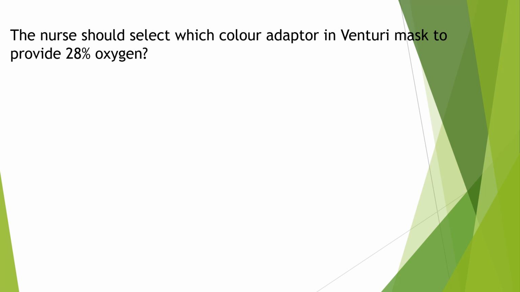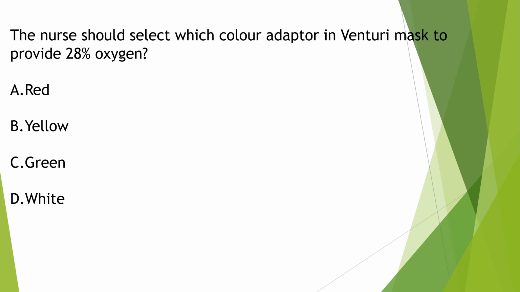Next question, the nurse should select which color adapter in Venturi mask to provide 28% oxygen. So you know that Venturi mask uses adapters that are of different colors, and these adapters will be providing different oxygen concentration with different liters of oxygen. So you need to know the color codes. So here the patient is getting 28% of oxygen. So what should be the color of the adapter? Whether it should be red, yellow, green, or white.